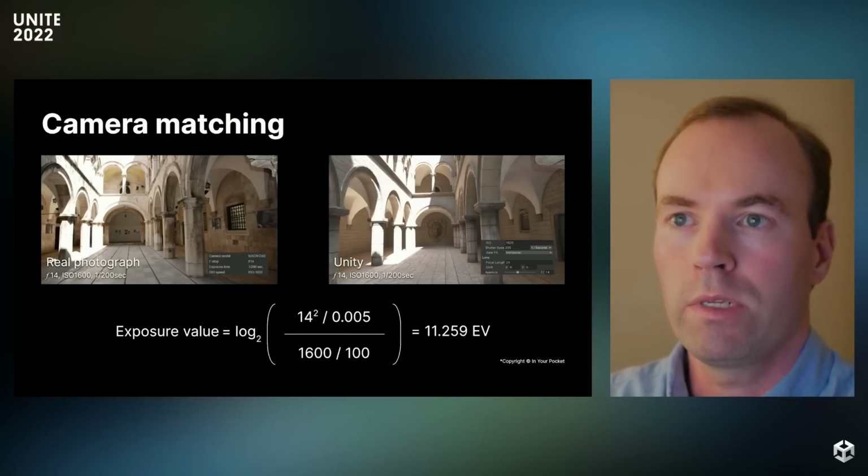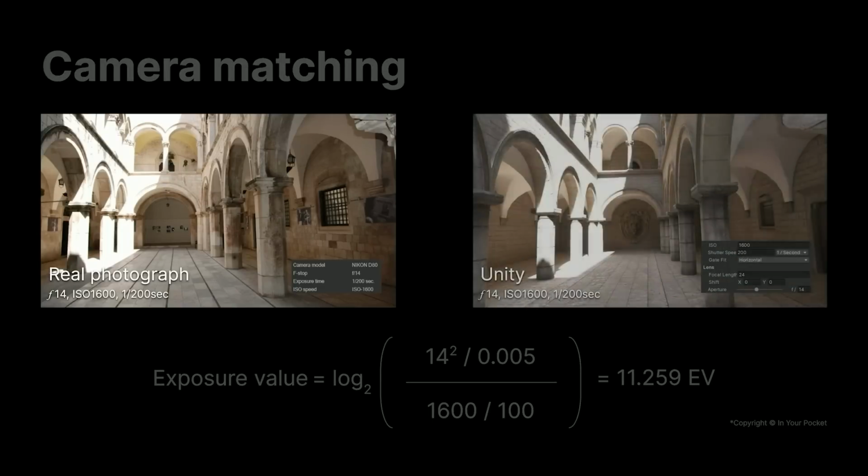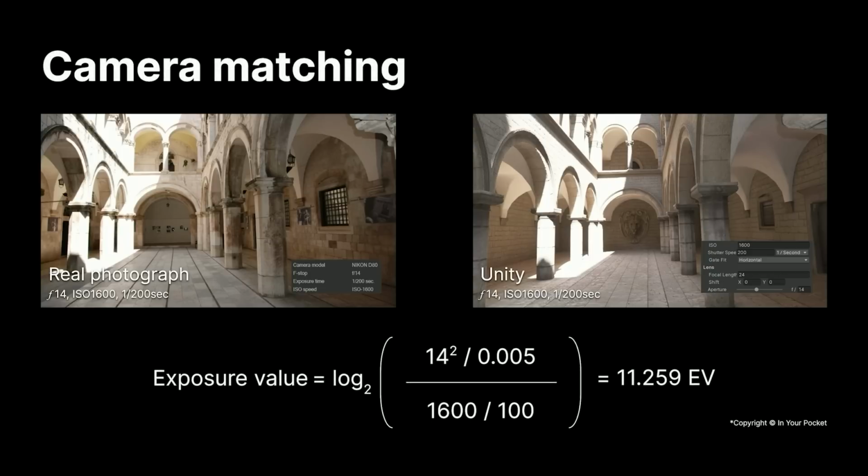To demonstrate how easy it can be to set up the camera exposure with HDRI, I've used this real photo taken with a Nikon D80. When I apply the same aperture, shutter speed, and sensitivity to the physical camera in Unity, I can get very similar results. Of course, the 3D assets don't exactly match the real-world counterpart, but in terms of illumination, if you squint your eyes, the results are extremely close.